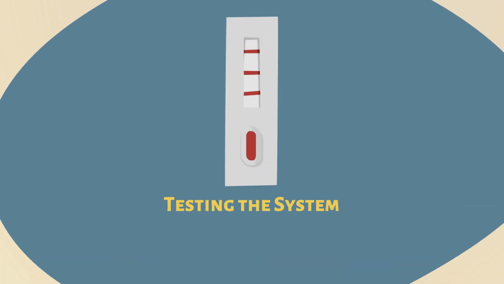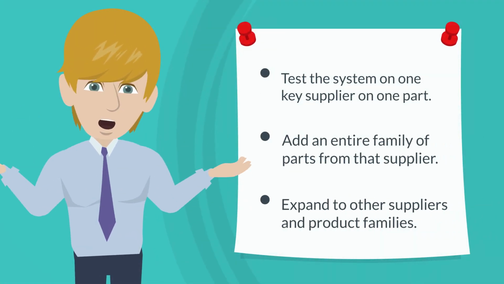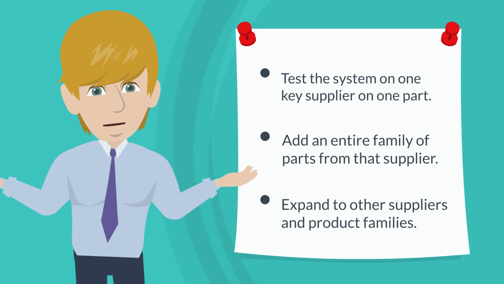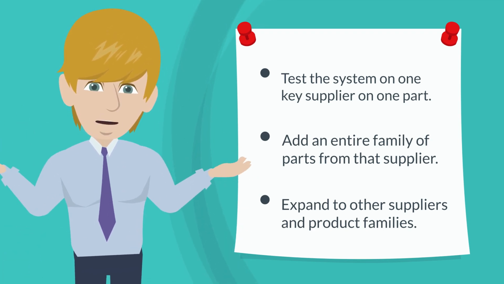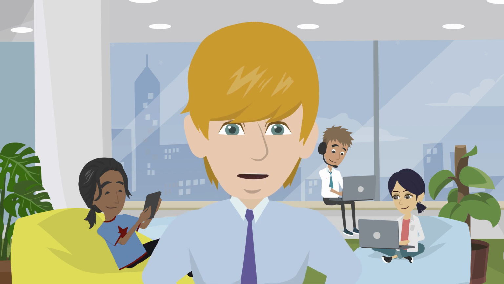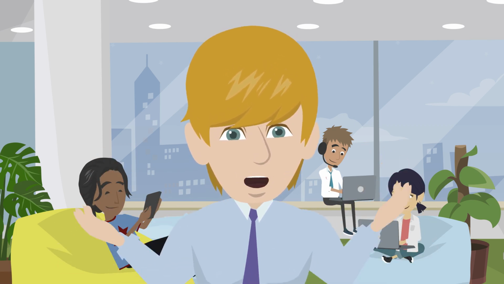Now, test the system with one supplier on one key part. As you work out the problems you encounter, you can add an entire family of parts from that supplier. Then, expand to other trusted suppliers. So that's supplier pull systems in a nutshell. Are you ready to set up your own pull system with a key supplier?